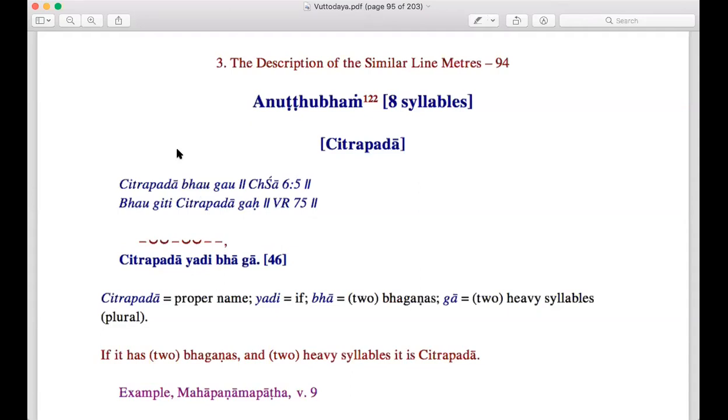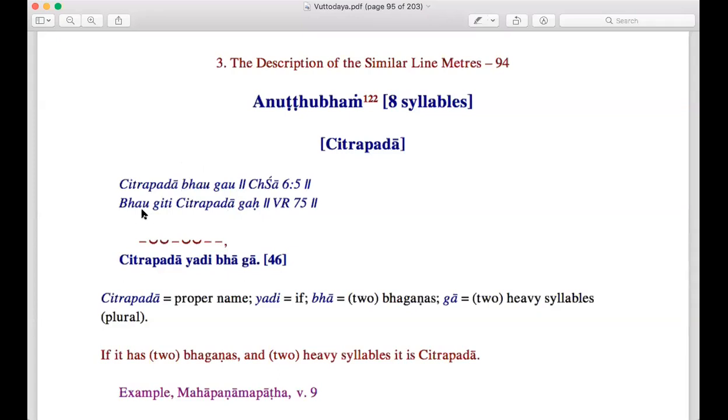Dual form, right? Yes, dual form. So Bhau is the dual form and Gau is also the dual form. So there should be two Bhaganas and two heavy syllables. But we do not have dual form in Pāli. So we have used plural form instead of dual form. So here it is very similar to Chanda Shastra rather than Vuttodaya, right?